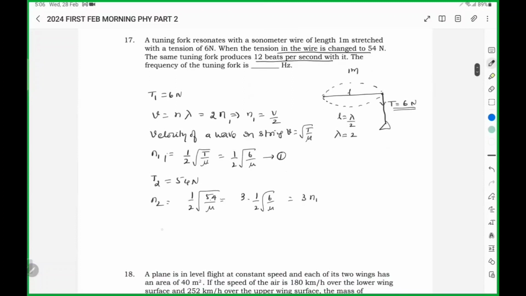The tuning fork produces 12 beats. The number of beats per second is the beat frequency, which is n2 minus n1, which is given as 12. 3 n1 minus n1 is 12, so 2 n1 is 12, and n1 is 6. The frequency of the tuning fork is 6 Hz.